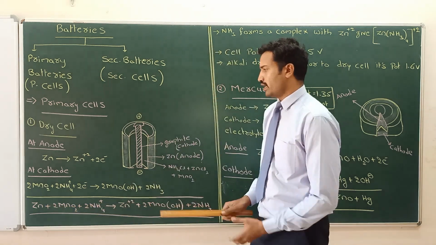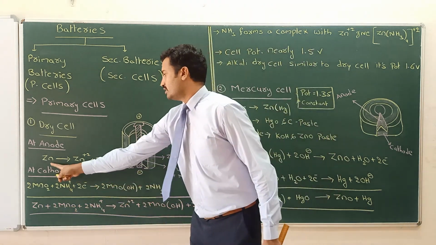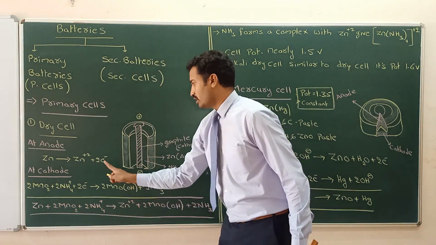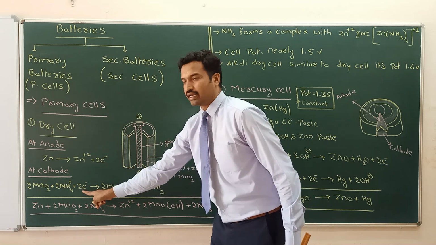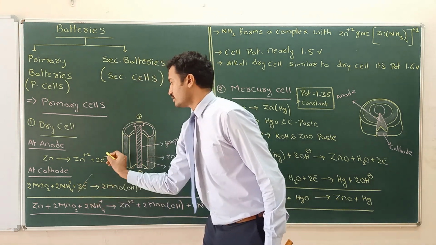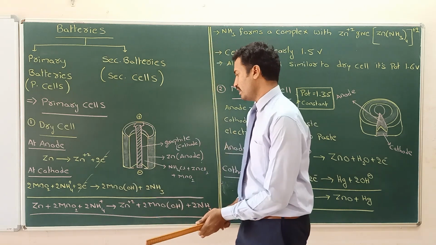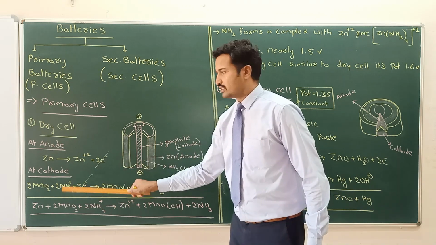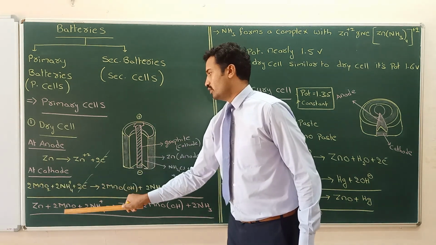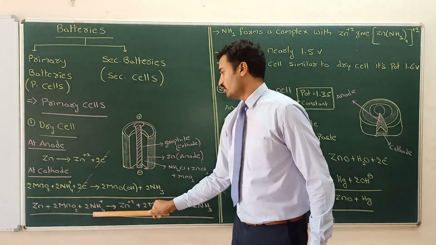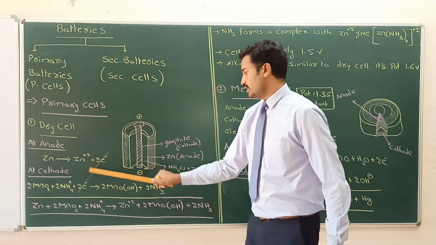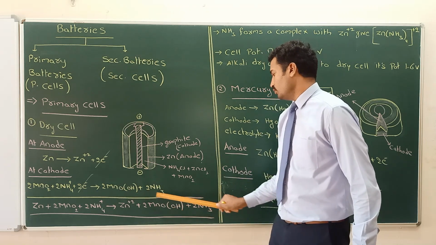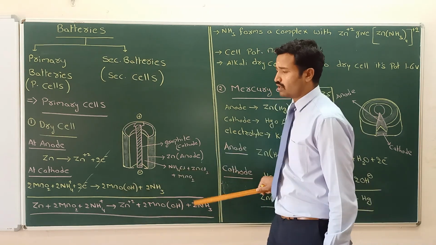Here, this is the overall reaction. Zn is converted into Zn2+. The 2 electrons are gained in reduction at the cathode. So, the 2 electrons on the reactant side and product side get cancelled. The total reaction is: Zn plus 2MnO2 plus 2NH4+ on the reactant side gives rise, on the product side, to Zn2+ plus 2MnOOH plus 2NH3. This is the overall reaction.